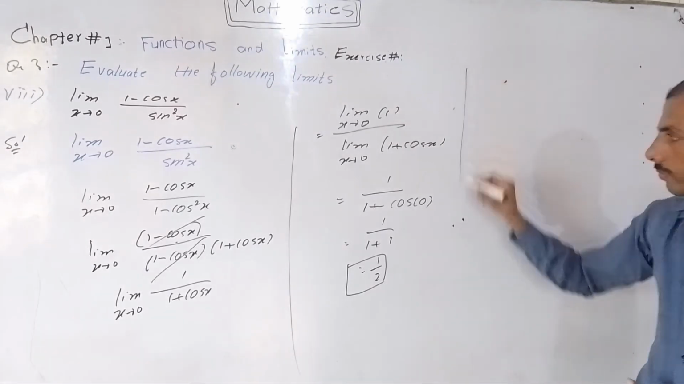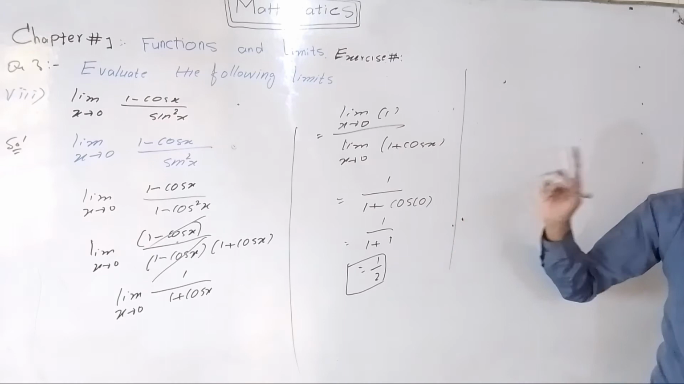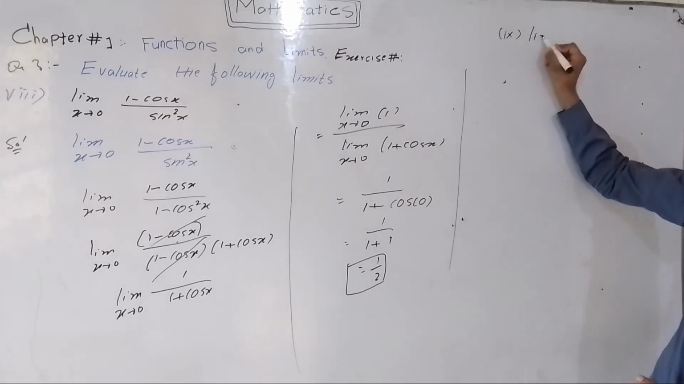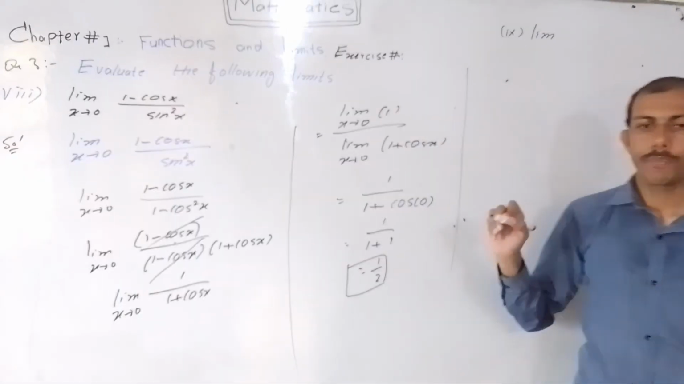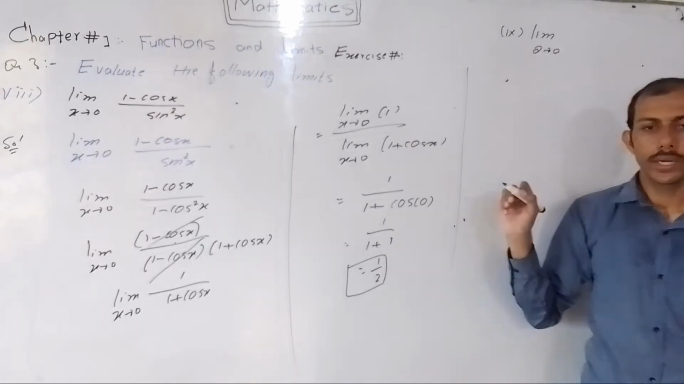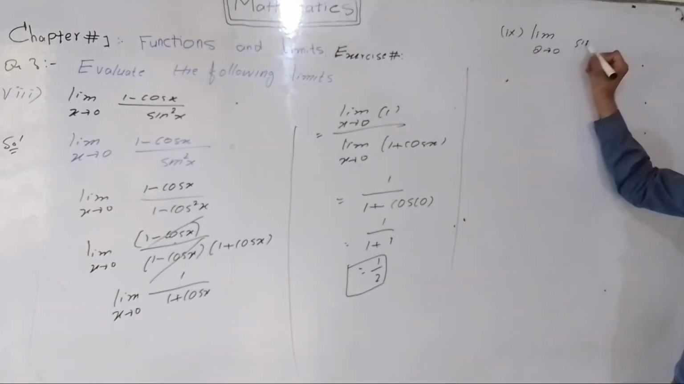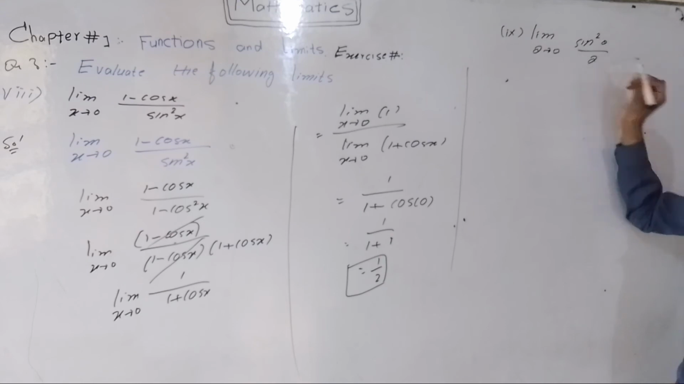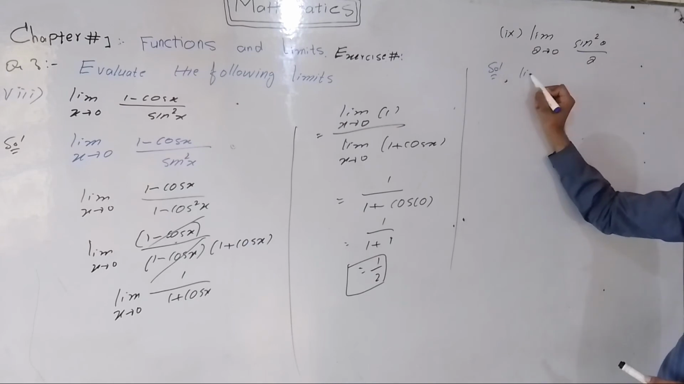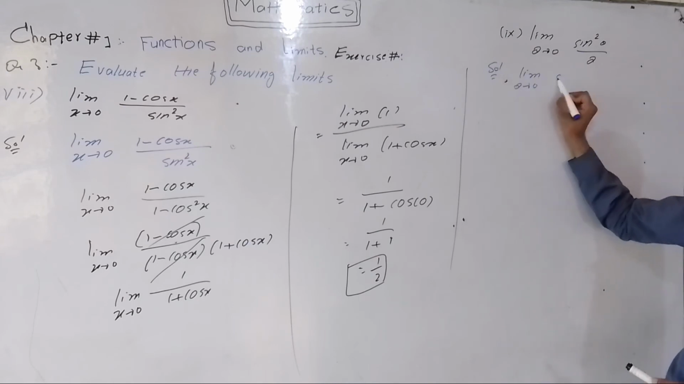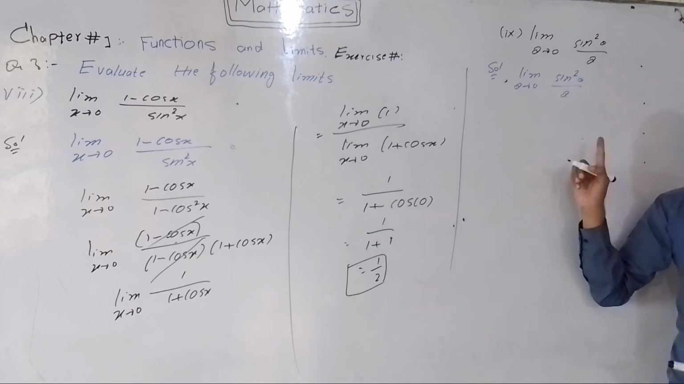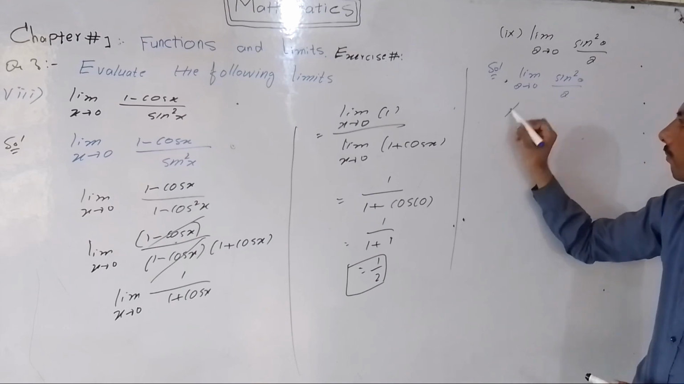Next, question 3, part 9. Limit theta approaches 0, sine square theta divided by theta. Solution: limit theta approaches 0, sine square theta divided by theta, multiplying and dividing by theta.